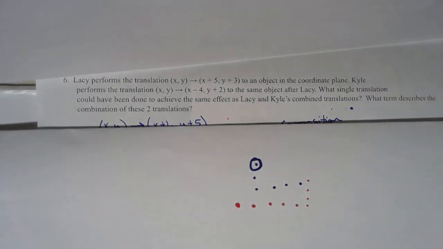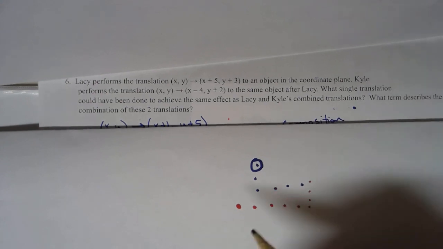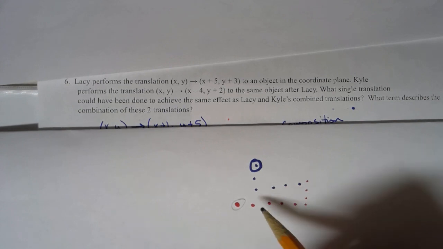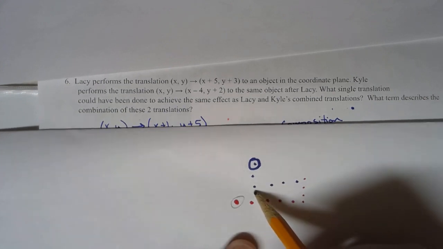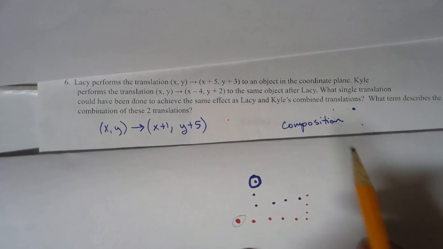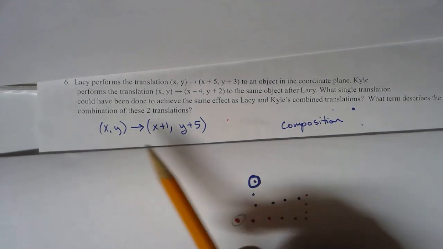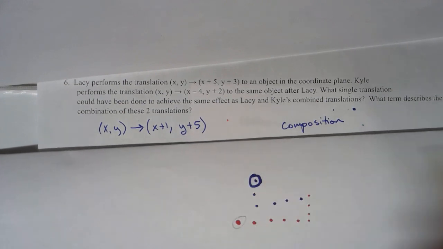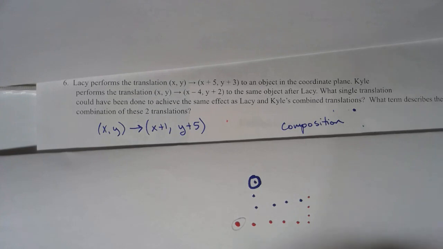And so the question is, what one single movement could we have done in order to achieve the same thing? Well, looking at this, from our original point right here, we moved over exactly 1, and we moved up exactly 1, 2, 3, 4, 5. So if I was to do all of this in one movement, my translation vector would be (x, y) goes to (x plus 1, y plus 5). And that would be my one move needed to complete this.